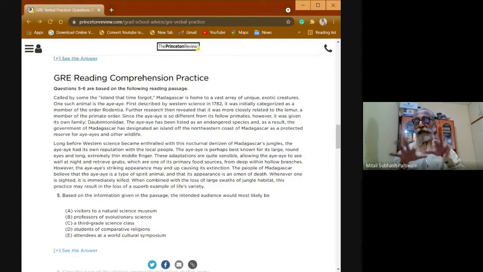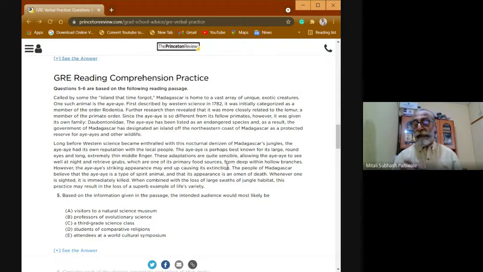This is the middle finger, in between the index finger and the ring finger, right? That is called the middle finger, which is again a unique thing when we look at other species. These adaptations are quite sensible, allowing the aye-aye to see well at night and retrieve grubs, which are one of its primary food sources.